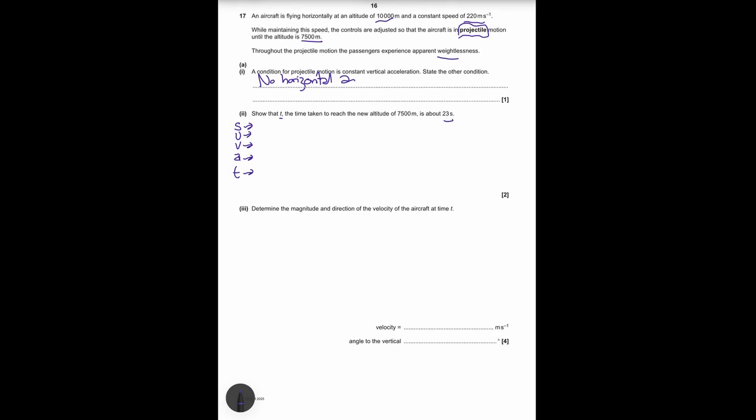So essentially, it's like dropping. Vertically, it's going to be dropping, but horizontally, it's going to be carrying on at that constant speed of 220. So that's why it's projectile motion. Okay, so the time taken to reach a new altitude is about this.